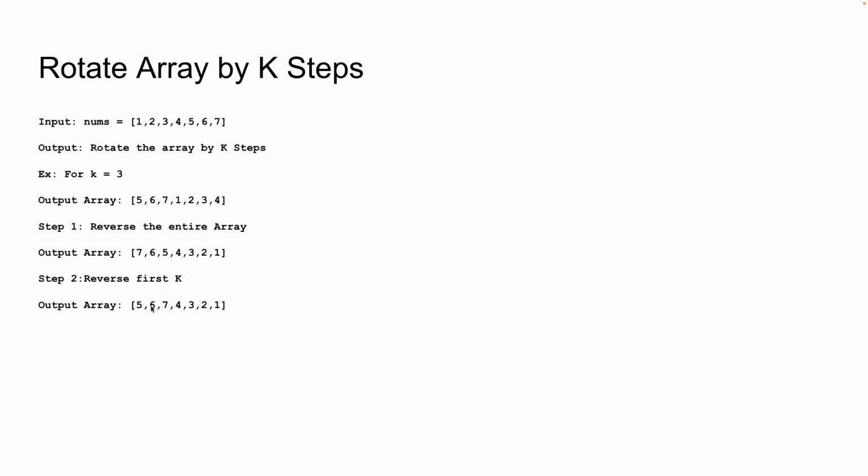Is this the output we need? No, it is not. If you see 5, 6, 7, the first half is matching the output we need. The second half is also needed. I'll do the same thing I did in this step, but I'll reverse the elements after k. K is 3, right? I'll reverse all the elements after k. So 1 will come here, 4 will go here, and I swap these numbers. This is the outcome, and if you see this, it is matching with this output.